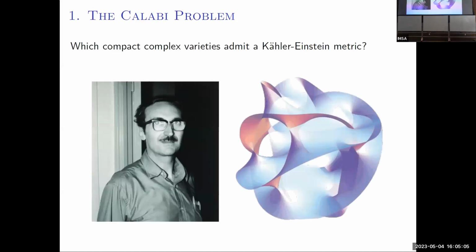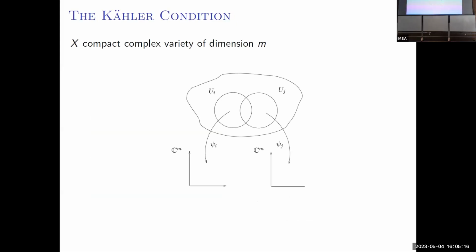So let me start by just reviewing what I explained at the end of my lecture yesterday. We want to understand which compact complex varieties admit a Kähler-Einstein metric, and let me start with the setup. We are given a compact complex variety of dimension m. This means that it's given by charts, and the way that we are going to record the complex structure, as has been discussed a lot this week, is by an almost complex structure on the tangent space.